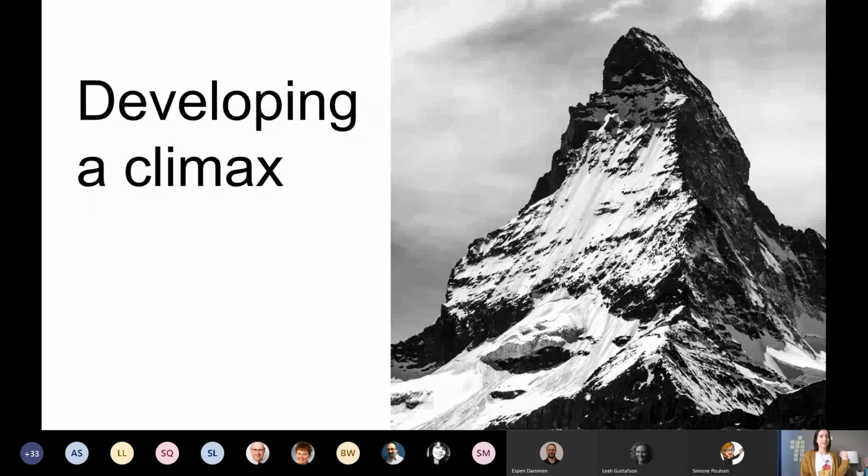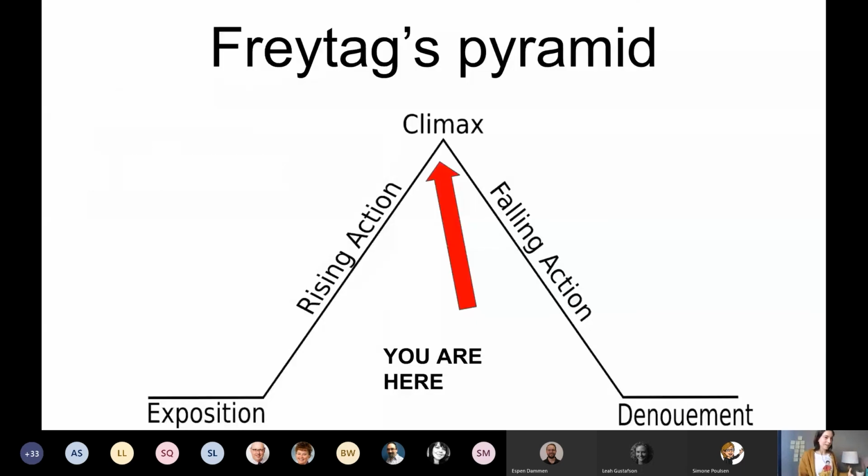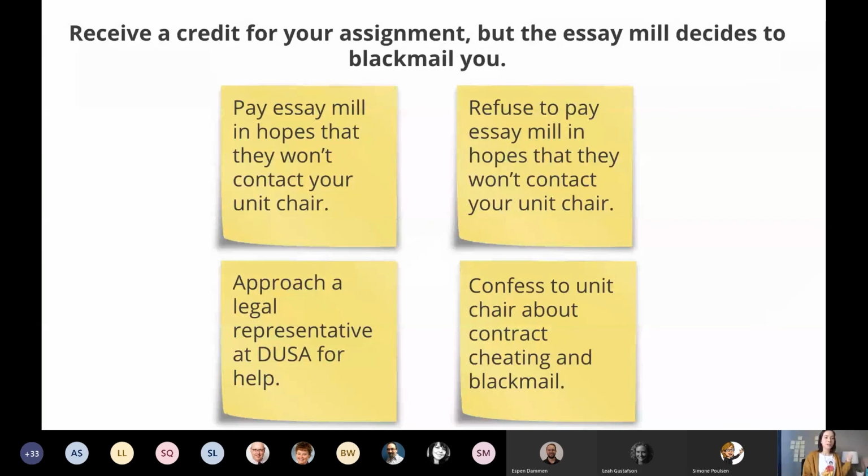So here are some climax examples. He could refuse to pay the essay mill, hoping that they won't contact his unit chair. He could pay the essay mill. He could approach the student body and ask for a legal representative to help him out, or he could confess to his unit chair and hope for the best. A couple of different actions here, ranging from good to neutral to bad. Again, you'll follow this template in your own time, choosing which one sparks the most joy. Lee's going to refuse to pay the essay mill.